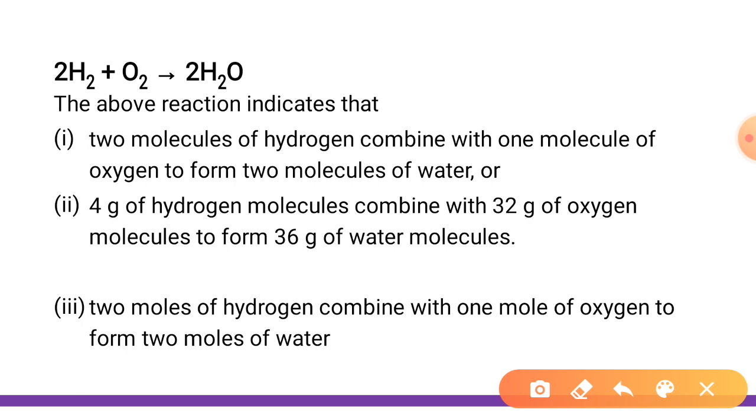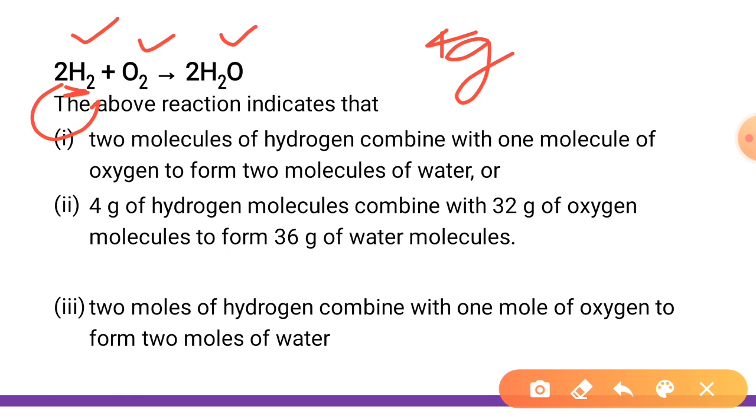First of all, I can say 2 molecules of hydrogen gas combine with 1 molecule of oxygen gas to form 2 molecules of water. You can even say 4 gram of hydrogen gas, just because hydrogen has 1 gram as its mass, and here you can see 2 multiplied by 2 multiplied by 1 gives you 4, so it's equal to 4 gram. Now 4 gram of hydrogen molecules are combining with 32 gram of oxygen, and they are forming 36 gram of water.